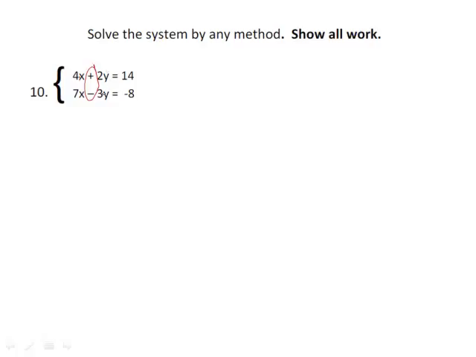Alright, so 2 and 3 both go into 6. So now you have to ask yourself, what would I multiply the top equation by, or 2y, what do I multiply by to get 6 for that? So I'd have to multiply by 3. So the top equation is going to get multiplied by 3.